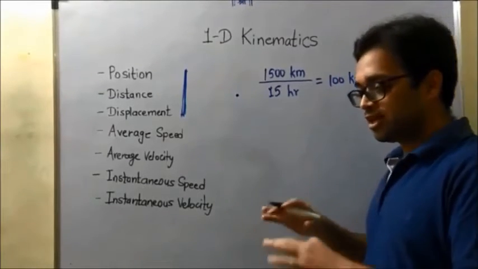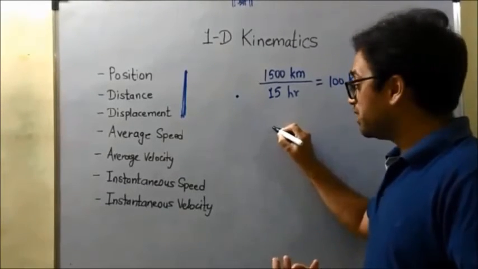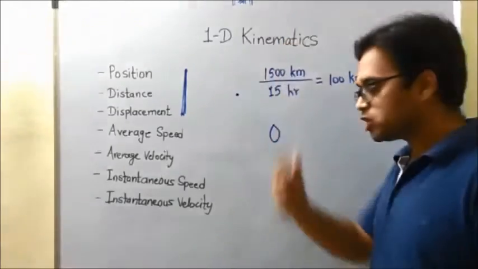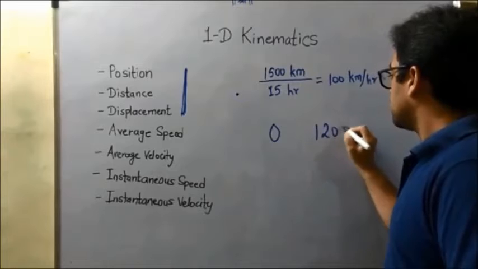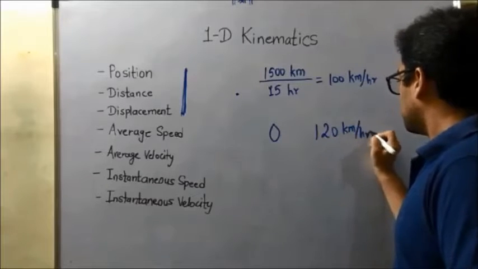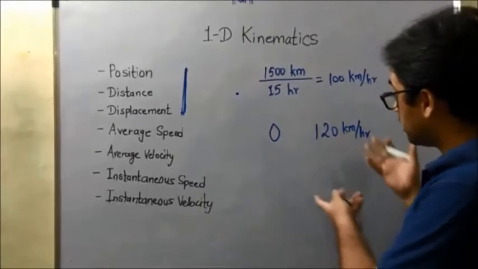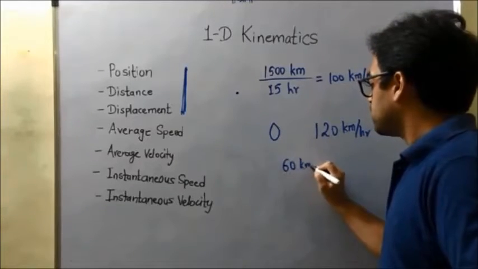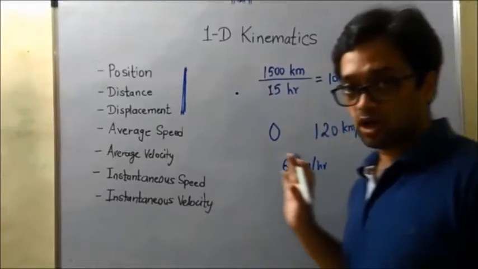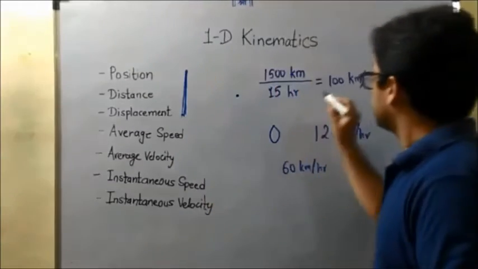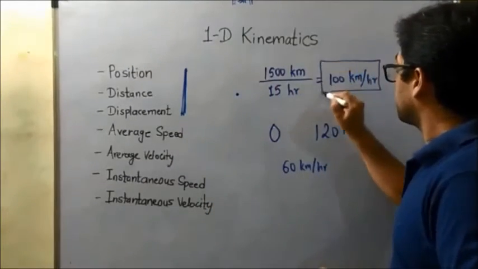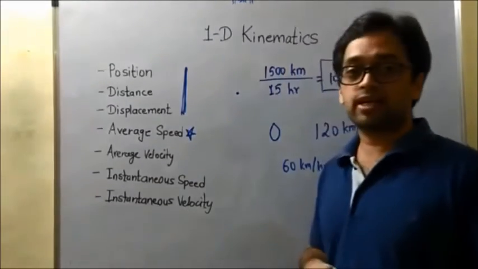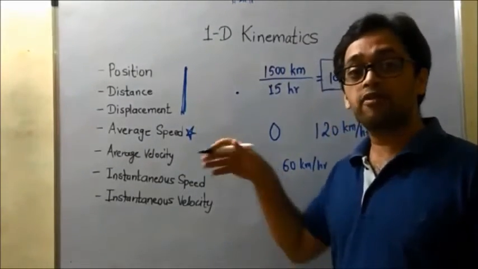So when the train has stopped, how much is the speed? It's 0. When the train is running at full speed, probably the speed is 120 km per hour. So sometimes it is 120 km per hour, sometimes it is only 60 km per hour, sometimes it is 0 km per hour. But when we say it is 100 km per hour, we are talking about the average speed of the train. So that's your next concept, average speed.